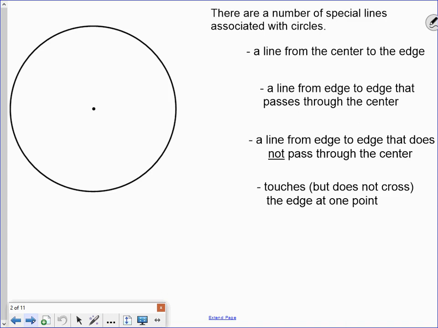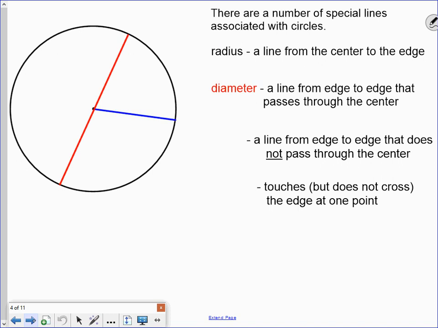So there are a number of special lines that are associated with circles. Our first one is what we call a radius, which is just a line drawn from the center of the circle to the edge of the circle. We've talked about this previously. That radius distance is the same for any point on the circle. If we have a line that passes from the edge to the edge and goes through the center, we call this a diameter of the circle. And of course, a diameter is twice as long as our radius.